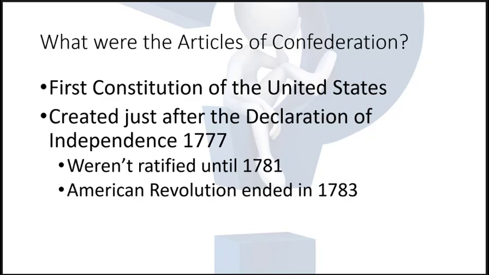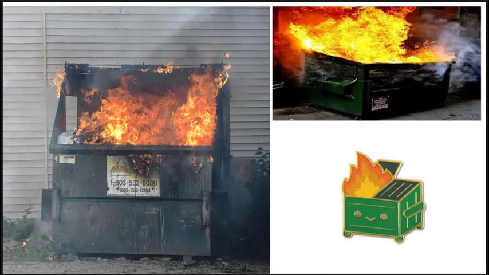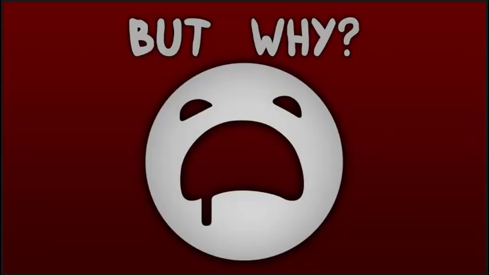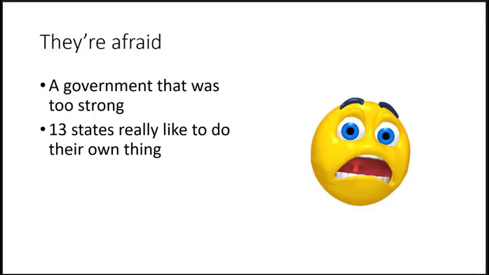So, what exactly is the best analogy, in my opinion, for the Articles of Confederation? Well, I always say in class that they're nothing but a dumpster fire. And you might be thinking, okay, they're a dumpster fire, but why are they a dumpster fire? Well, I'm glad you didn't ask, but anyways. It's because the states are afraid. The states are basically afraid of a government that's too strong.